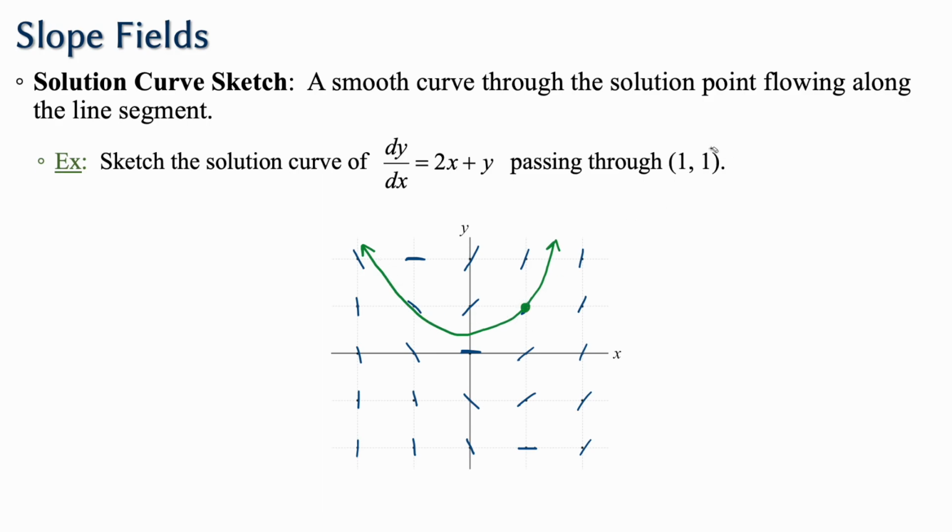Now, clearly, if I had chosen a different point, we would get a different looking graph, right? Because these slopes are doing different things in different places. But going through the ordered pair 1, 1 and flowing left and right of it, following where those line segments take us, gives us this picture. And this would be our solution curve.